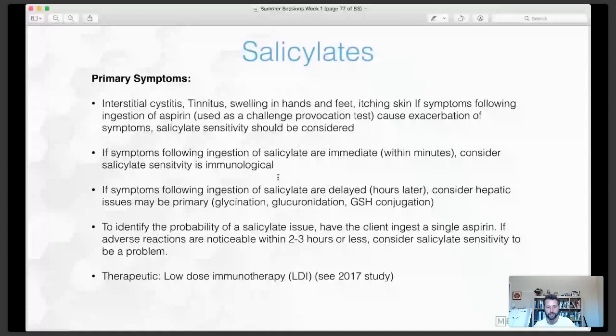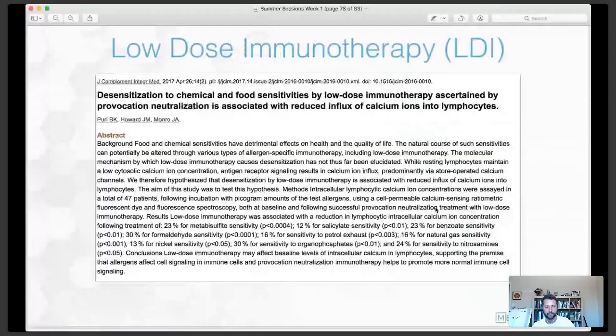Low-dose immunotherapy, here's the study on that. This was an in vitro study that looked at reducing salicylate sensitivity in cells. Low-dose immunotherapy is a type of homeopathy that was done by Ty Vincent, I believe is the guy. He's an MD, and I saw him present recently at TFIM. It was excellent, and I recommend looking into LDI for some of these severe hypersensitivities to certain things. I think it could be really useful. So that's that study. You can look at that.